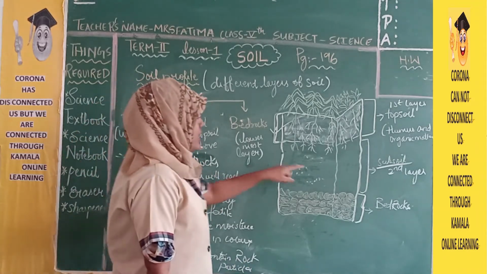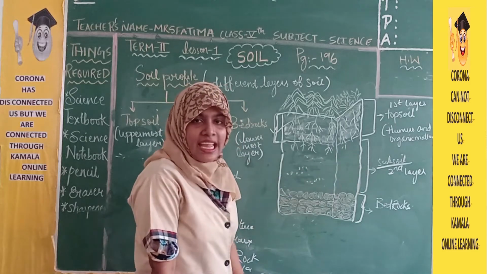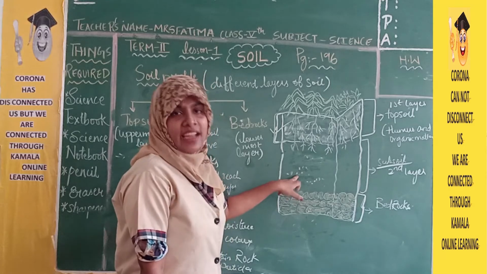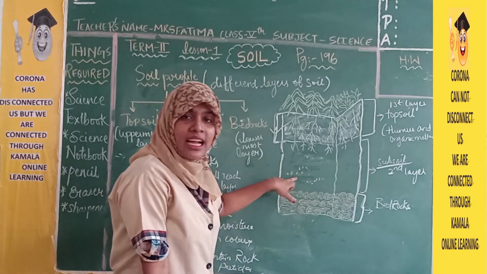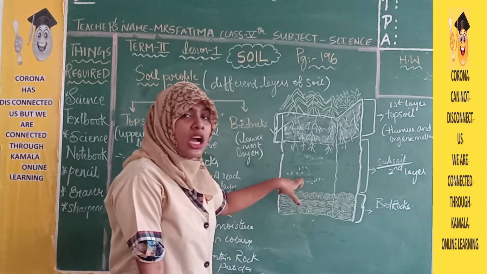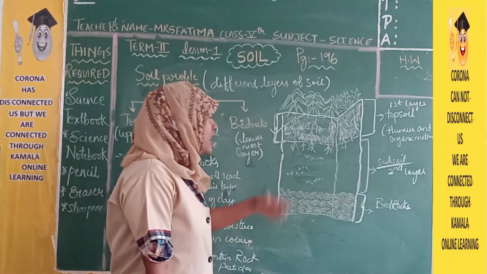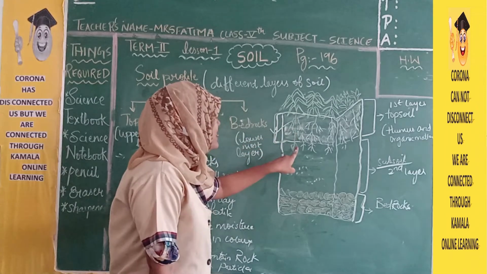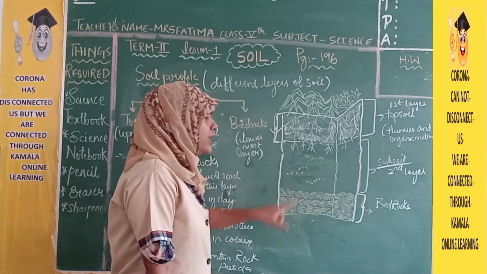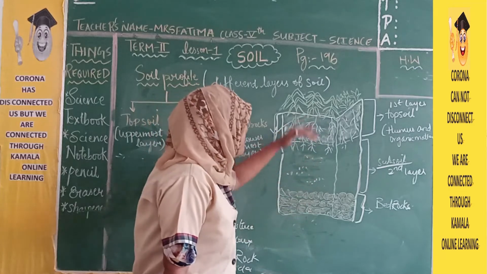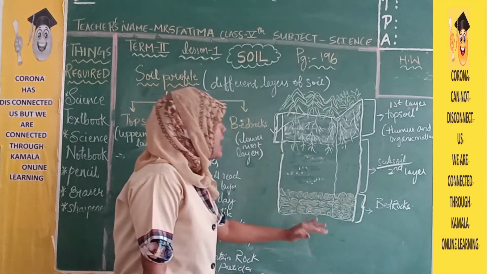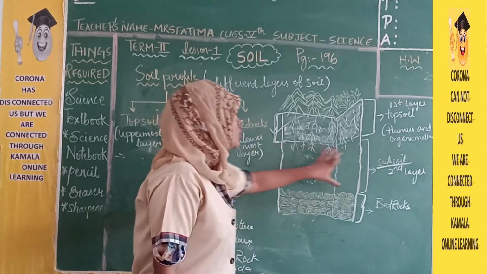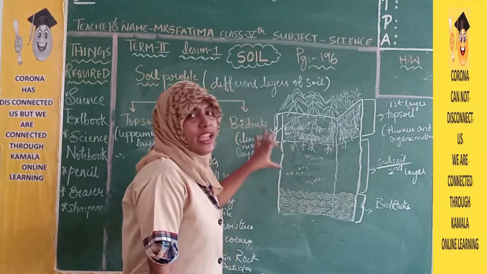So subsoil, that is the second layer of the soil. It is rich in clay, it is less fertile, it has more moisture, it is light in color, it contains rock particles, and the roots of the plant reach till subsoil. It is present below the topsoil and above the bedrock. It is the middle layer of the soil.